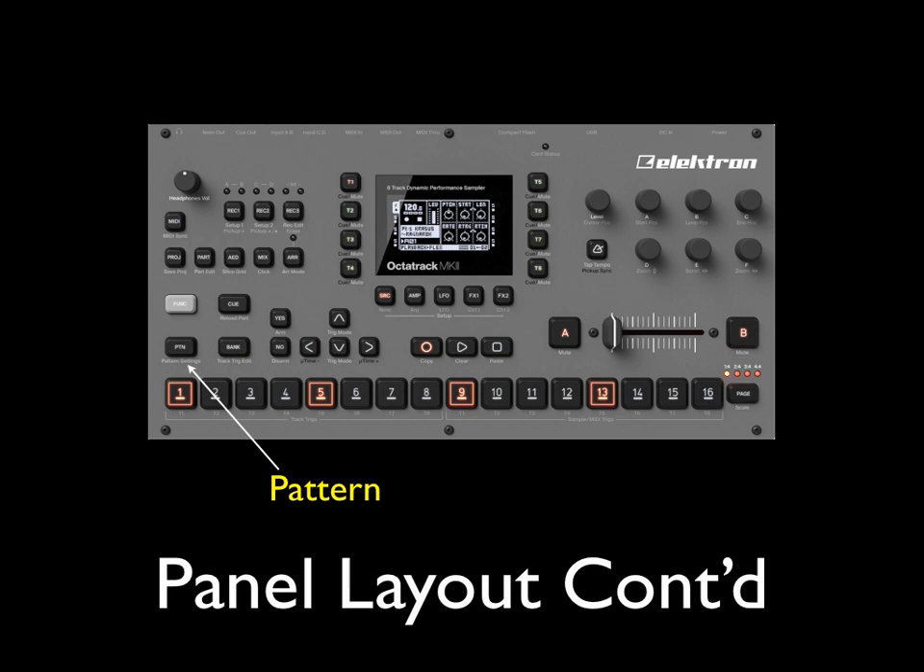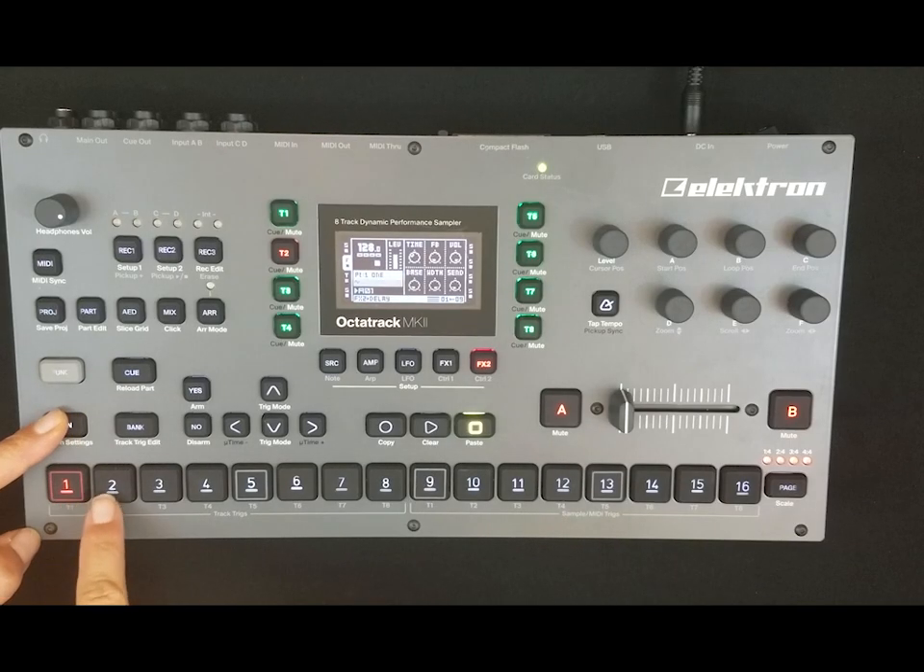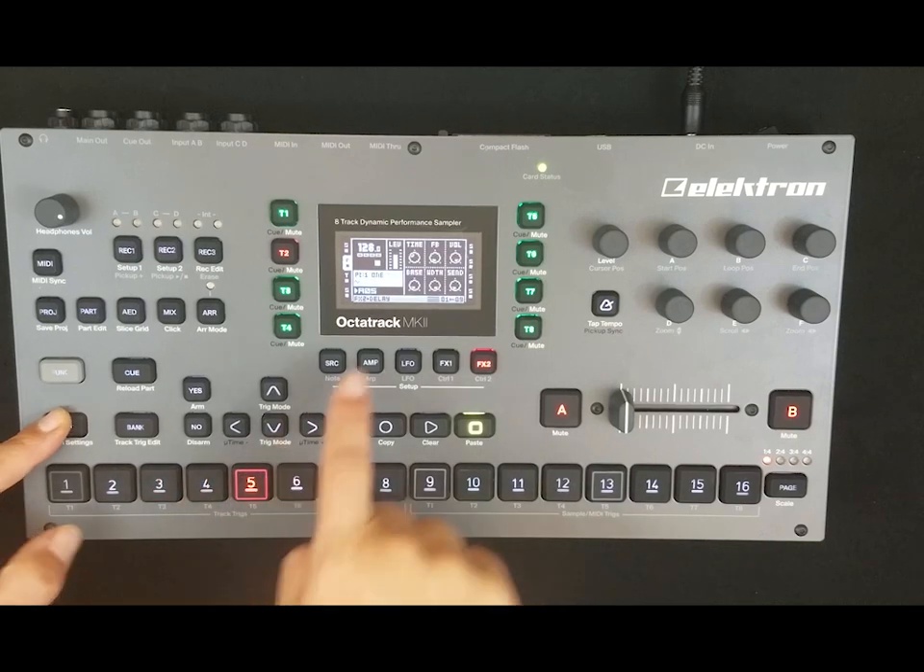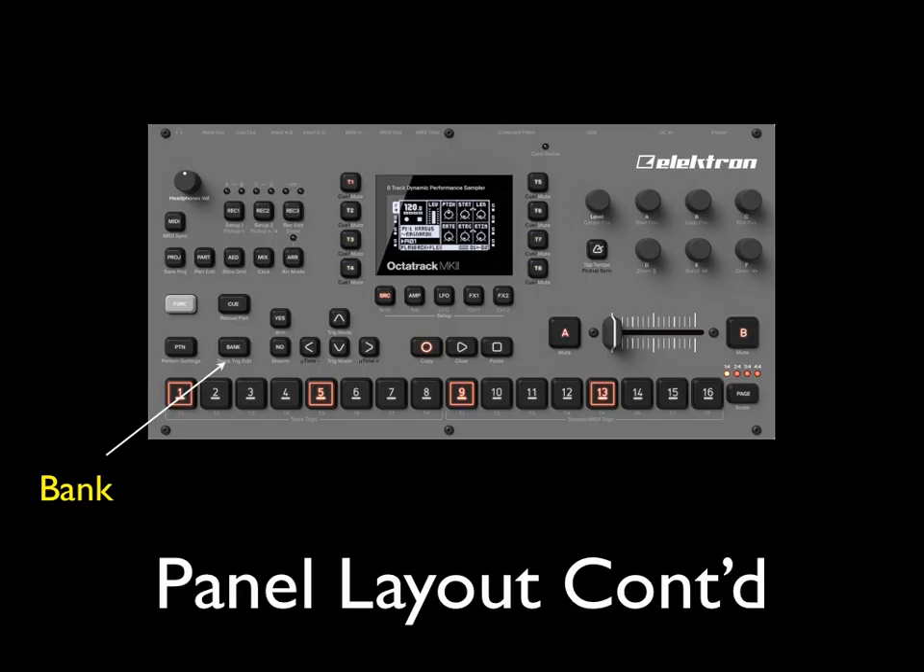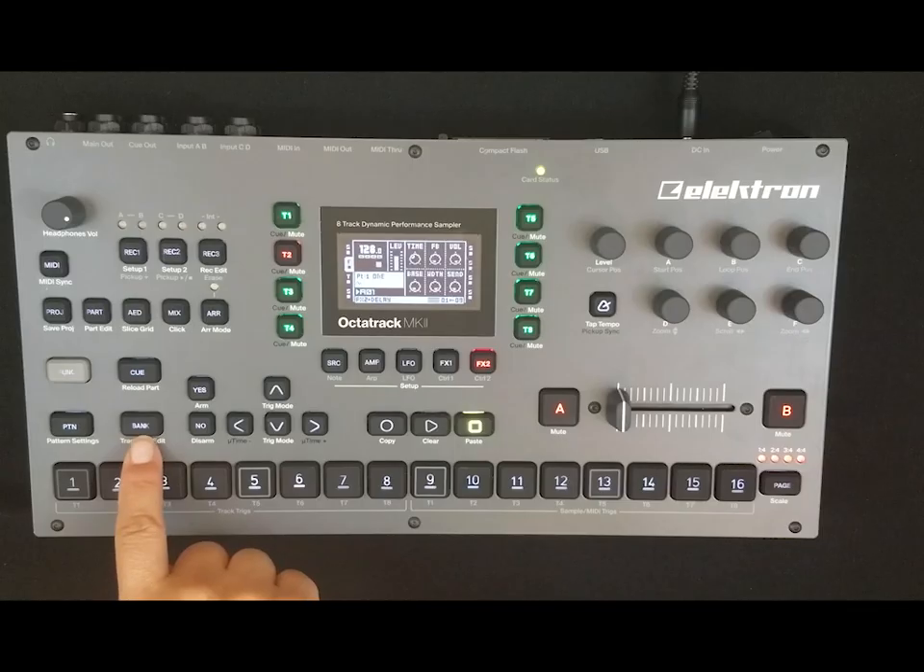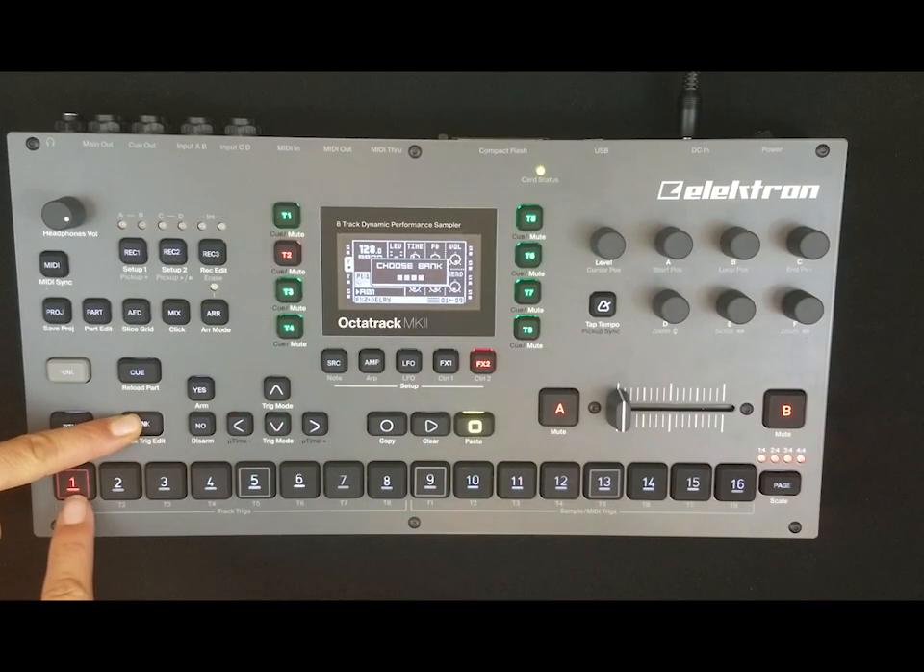The pattern key is located here. When pressed along with any of the 16 trig keys, it allows you to select between any of the 1 through 16 patterns. This is where you choose between any of the 16 banks available. The default is bank 1. You must press the bank key, select any trig between 1 through 16, then select a pattern in order to activate the bank.